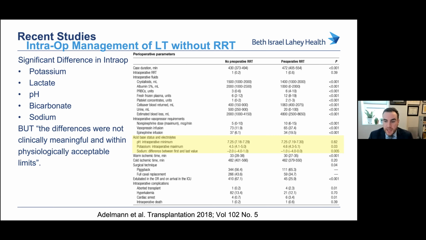Sodium went down by 2 in the group that didn't have renal replacement therapy, and went down by 1 in the group that did. So while there were significant differences in their metabolic status, there wasn't any really clinically meaningful, important difference between the two groups.